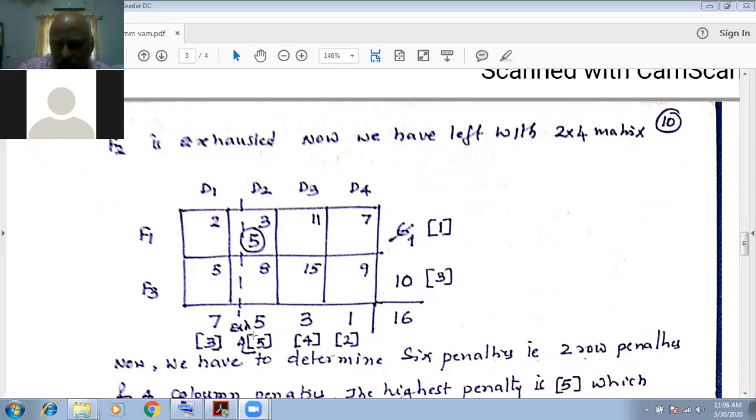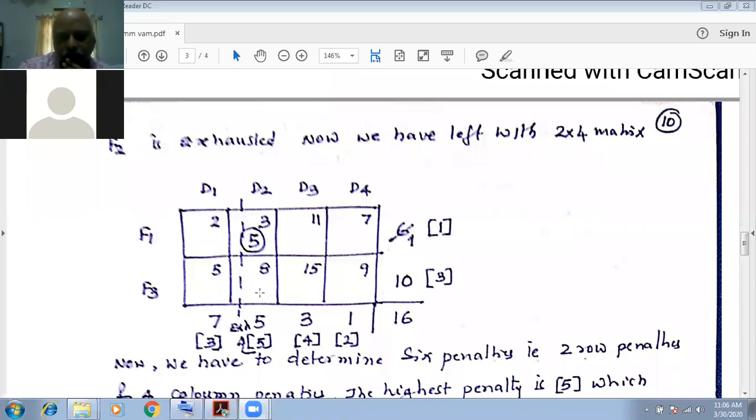Out of this, you have to consider the highest penalty. There are 2 row penalties, that is 1 and 3. There are 4 column penalties, 3, 5, 4 and 2. Out of this, the highest penalty belongs to column number 2. This is like an entering variable. So you have to make an allotment. Okay.